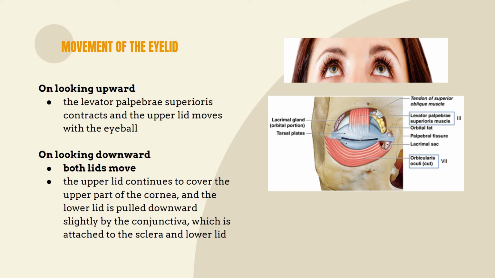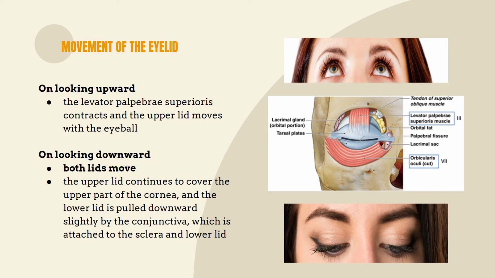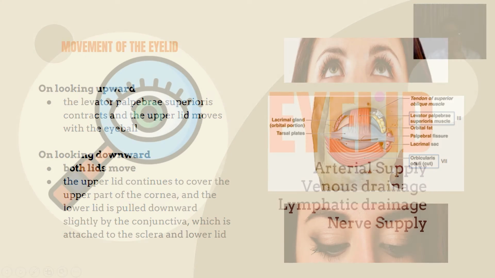When looking upward, the levator palpebrae superioris contracts and the upper lid moves with the eyeball. When looking downward, both lids move. The upper lid continues to cover the upper part of the cornea, and the lower lid is pulled downward slightly by the conjunctiva, which is attached to the sclera and the lower lid.